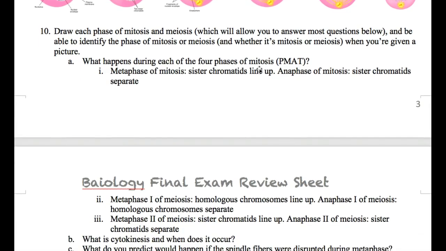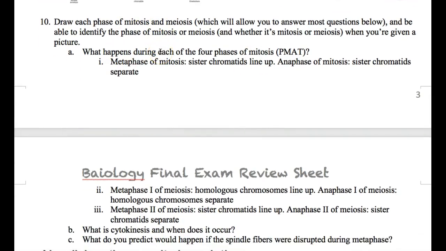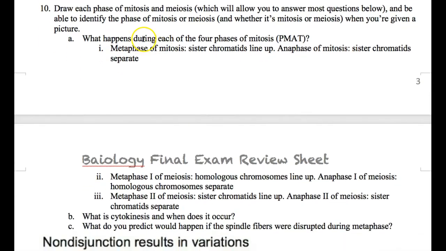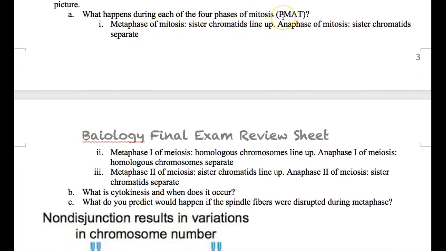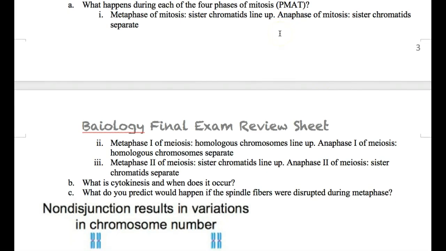And the next one, draw each phase of mitosis and meiosis. I already told you, you have to do that. What happens during each of the 4 phases of mitosis? We already talked about that as well. But if you're confused about the difference between mitosis and meiosis and how you can identify them, you can take a look at this part, which I'll post in our shared answer key as well.